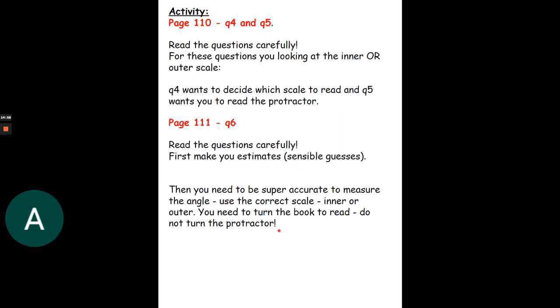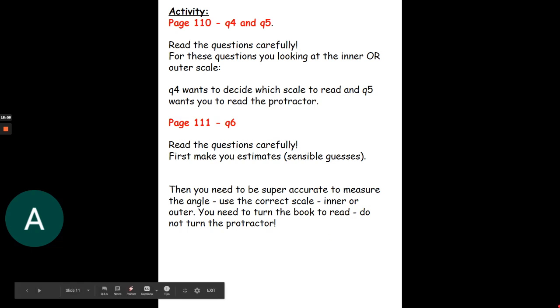Okay, Saturn class, I hope you managed to get on with that in your book. If you need any more practice at that, then do a couple more protractor measuring angles in your yellow book. But if you are confident to get moving on, you can go on to page 110 in your Inspire books, and it's question 4 and 5. So read the questions really carefully.